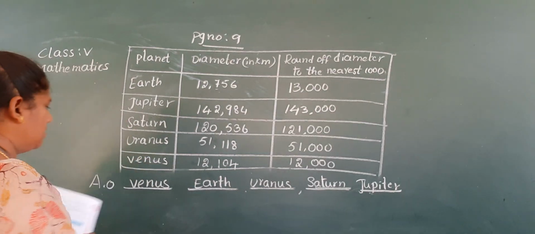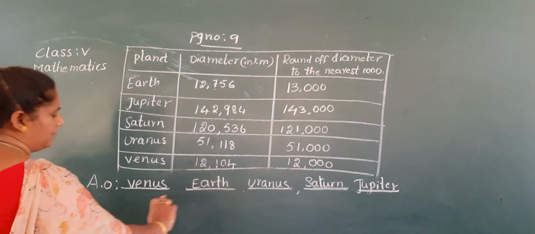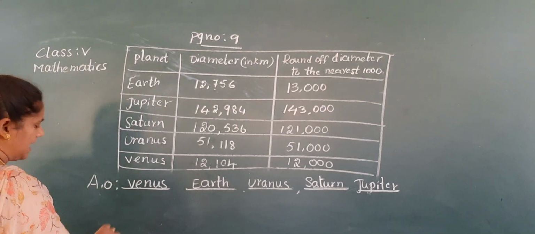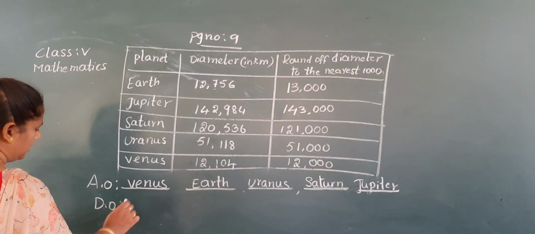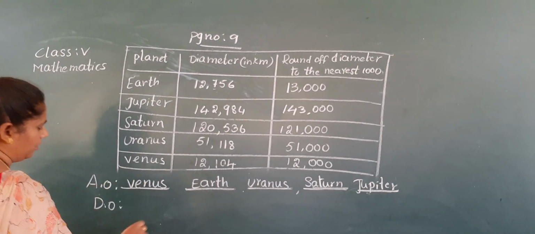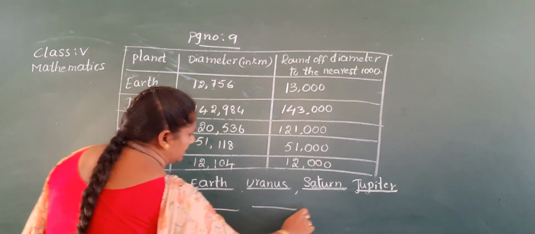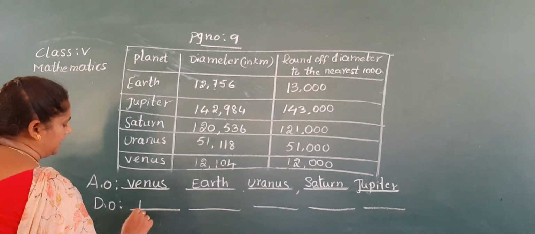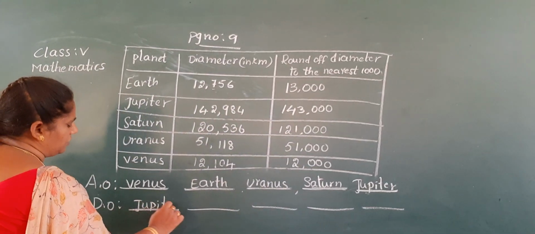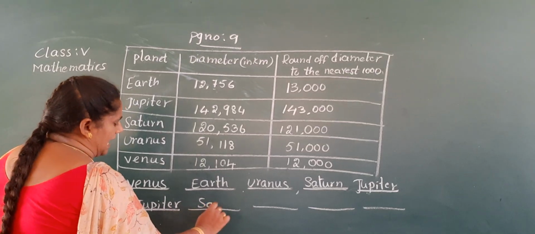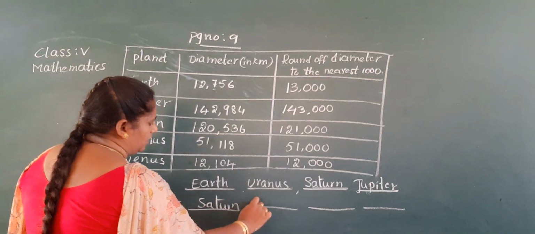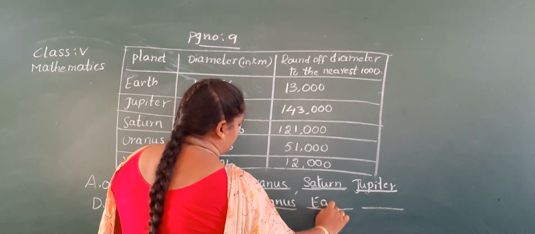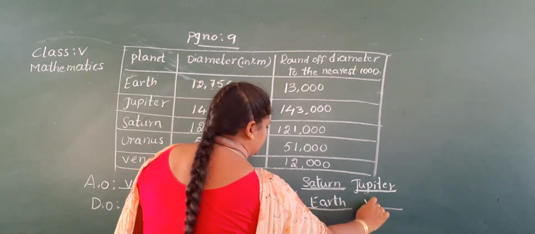They have given only one row of dashes. So here you have to keep AO, which means ascending order. Now below it you will keep DO and keep the dashes like this. Descending order means big to small, so Jupiter first. You just have to reverse this one. Saturn, Uranus, Earth, Venus.